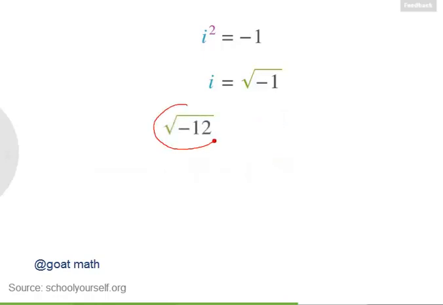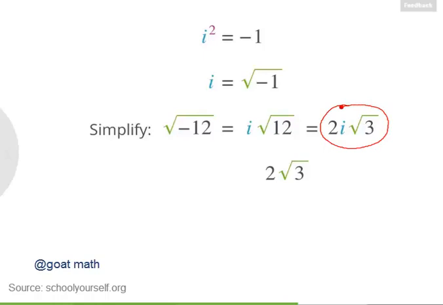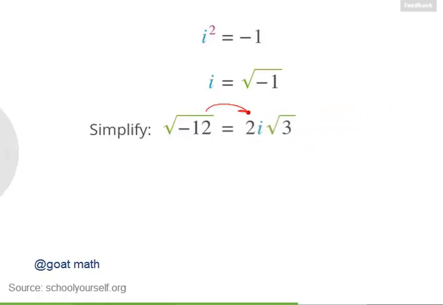Next, let's look at the square root of -12. If you were to simplify this expression, a good start would be to write it as i times the square root of 12. And you can further simplify this by taking a closer look at the square root of 12. Remember how to simplify roots? Root 12 is the same thing as root 4 times root 3, and root 4 is 2. So i times the square root of 12 equals i times 2 root 3, and you can write it like this, 2i times root 3. So this is the simplified expression for the square root of -12.